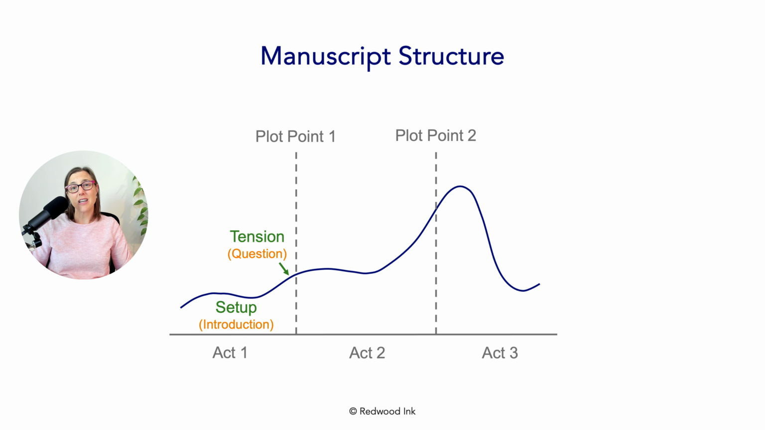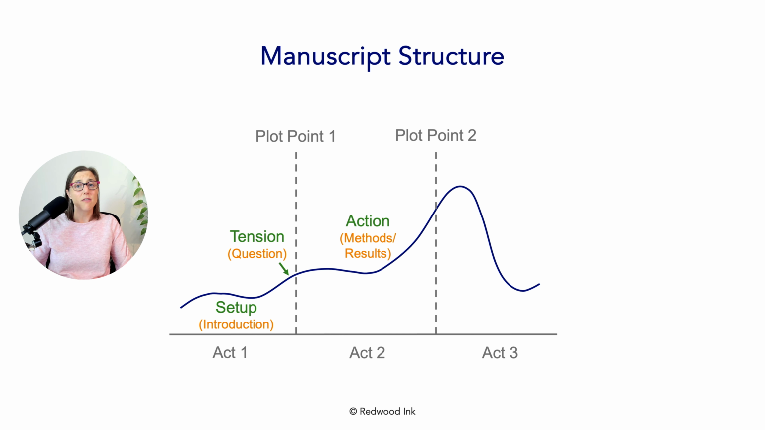Then the tension at the end of Act 1 is the research question you set out to answer in the study. And this question sparks curiosity and excitement in readers, so they want to continue reading your paper to learn how you answered the study question. Then in Act 2, the action is the methods and results. These sections build momentum leading up to the end of Act 2.